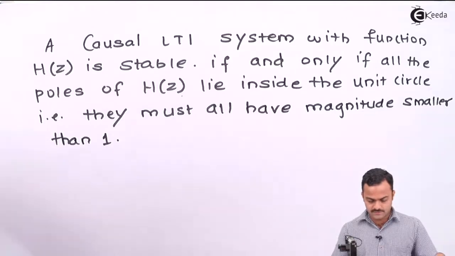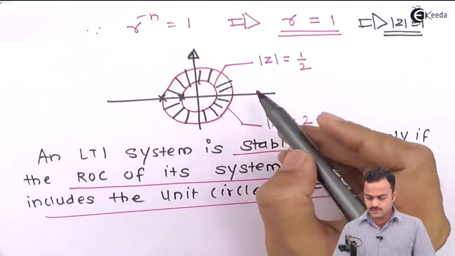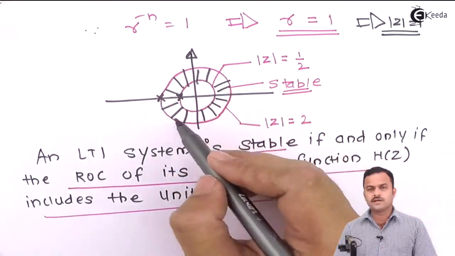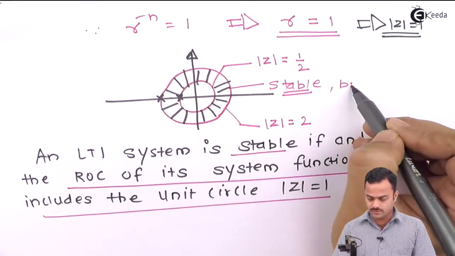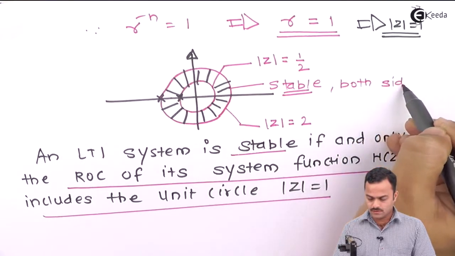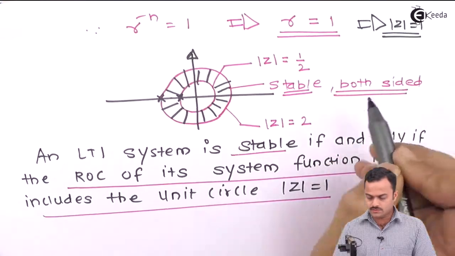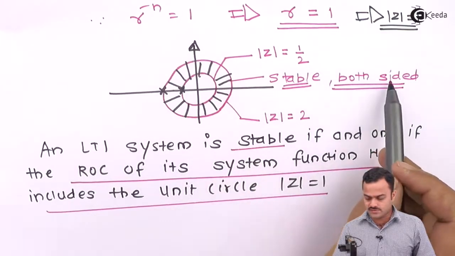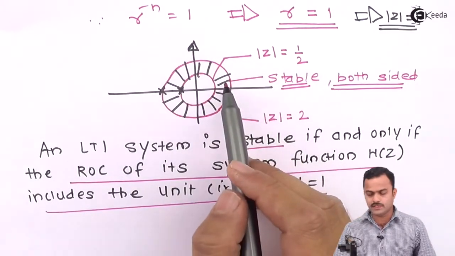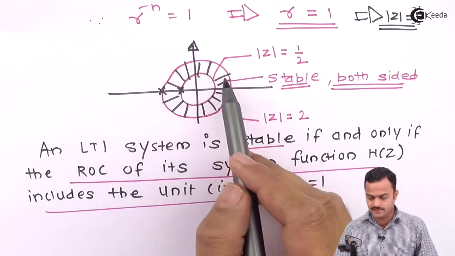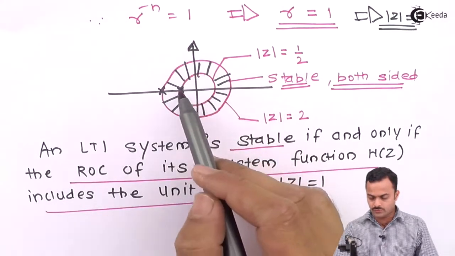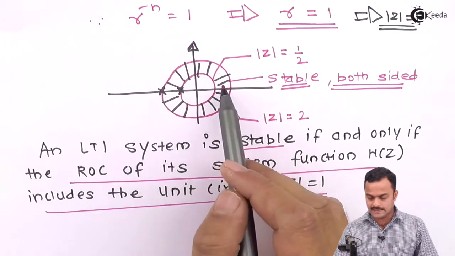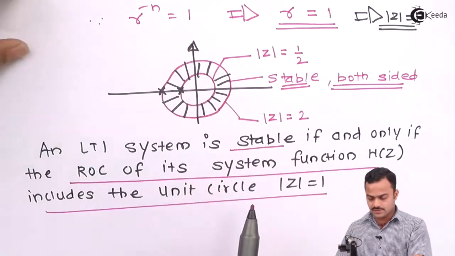Which is quite obvious. Just take an example of this. Here the system will be stable, but because the ROC is an annular region between two circles, it will be both sided. Though it is stable, it will be both sided because of this region. I want this to be causal, that means outside the outermost circle, and that is possible if all these poles lie inside the unit circle. So let's take an example.